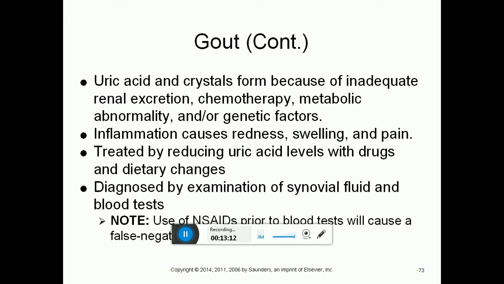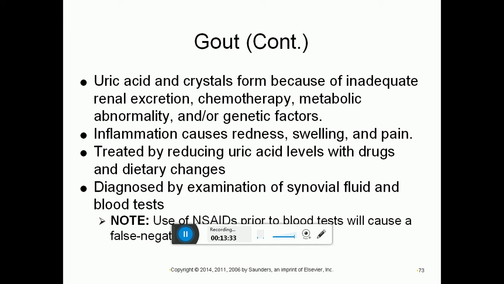It could be that uric acid under normal conditions is washed out with the urine. So if a person has impaired kidneys or renal failure, they're unable to wash out the uric acid, and it keeps it in the blood, and that could lead to gout as well.